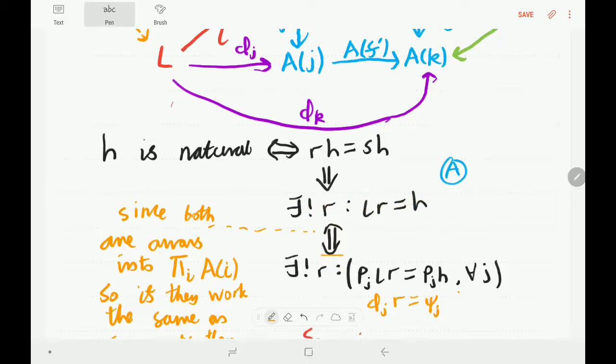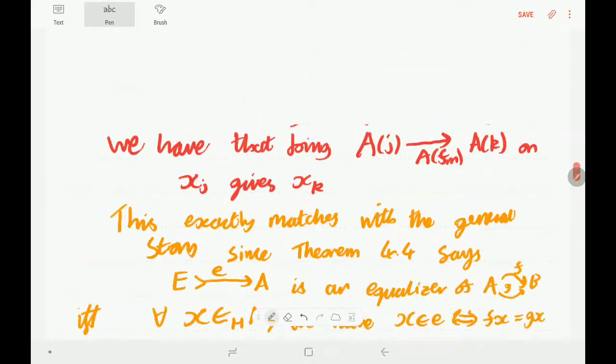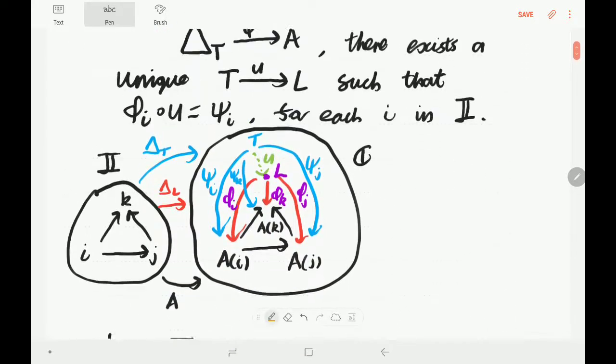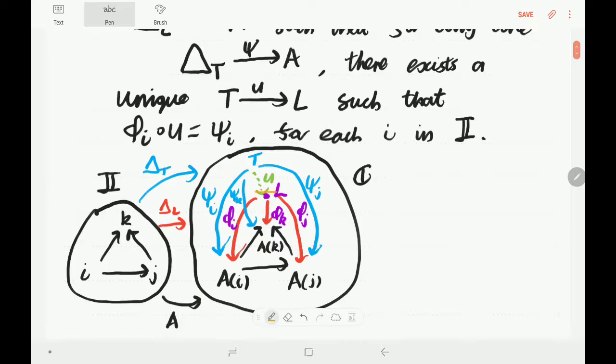And this is equivalent, as I said before, to saying that there exists a unique R such that PJLR equals PJH, or in other words, there exists a unique R such that for every J we have that phi j r equals psi j. And that's precisely the condition we want to show that our limit cone is better than the other cone by this unique intermediary arrow r. It's just this condition pictured near the top here where this intermediary arrow is called r instead of u.